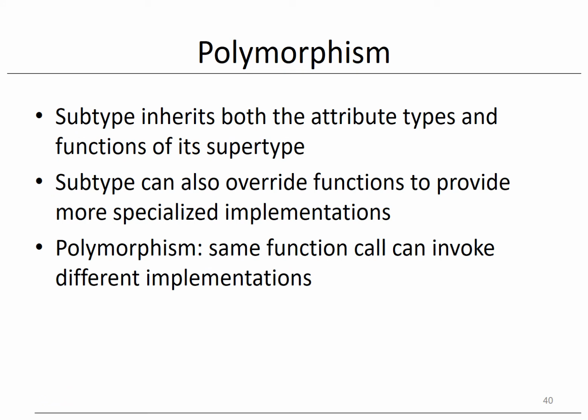A subtype inherits both the attribute types and functions of its supertype. It can also override functions to provide more specialized implementations. This implies that the same function call can invoke different implementations, depending upon the data type that it is related to. This property is also referred to as polymorphism.